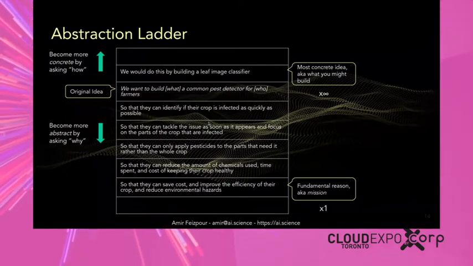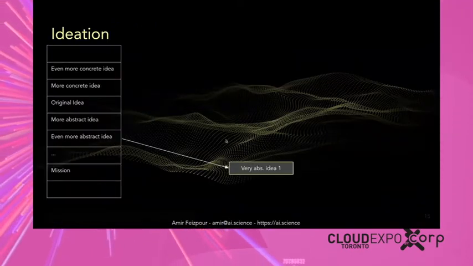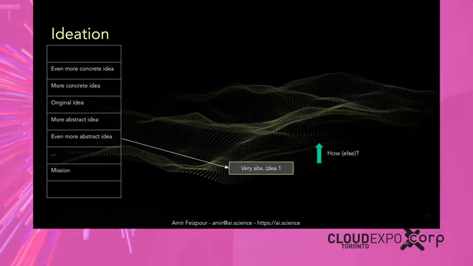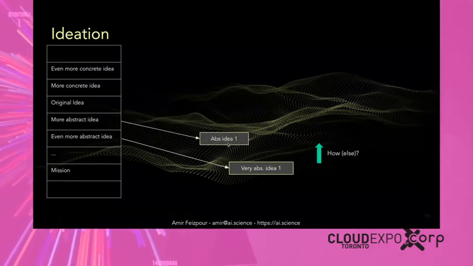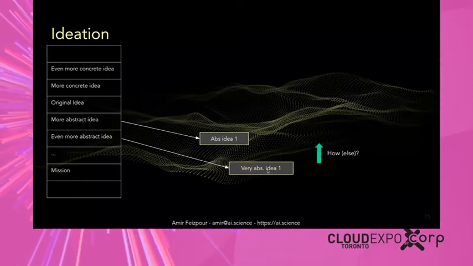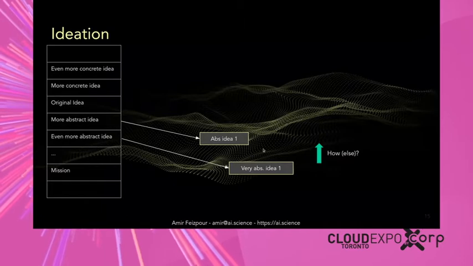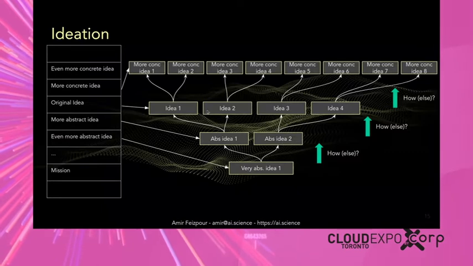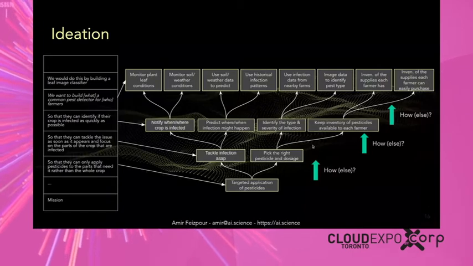So how do you do this? Essentially, you turn this ladder into a tree. The way you do it is that you grab one of your very abstract ideas, you ask yourself how or how else. When you ask yourself how, it just moves you up on the ladder once you already have this idea. But you also ask yourself how else. So if this was, I want to help them save cost, you had this idea already. So you ask yourself, how else can I help them save cost? That would be your other abstract idea. And you just keep repeating this as many times as you wish, and you end up with a bunch of concrete ideas.